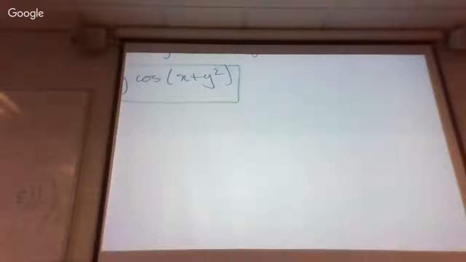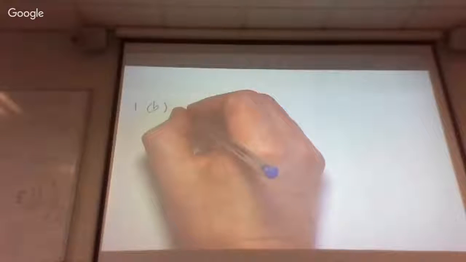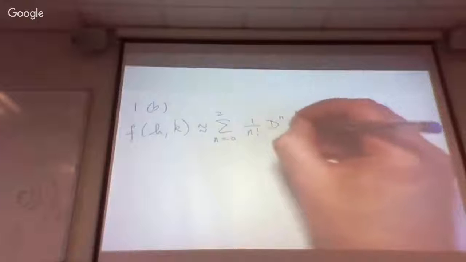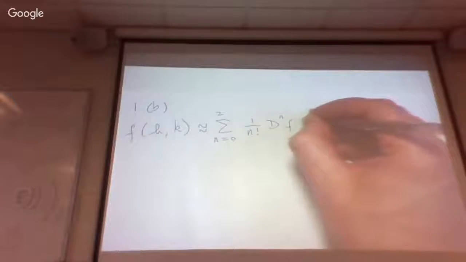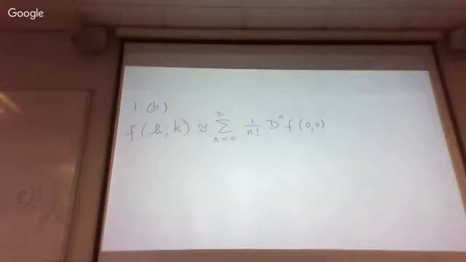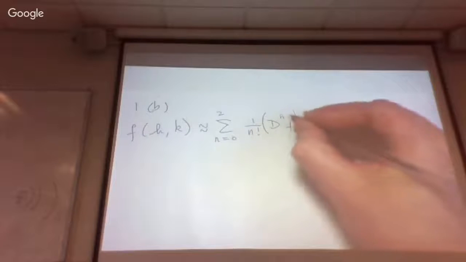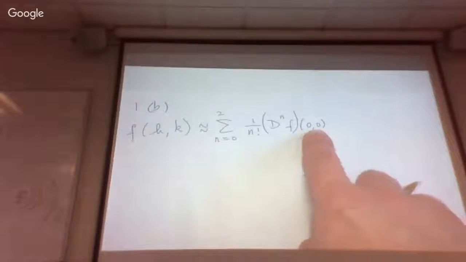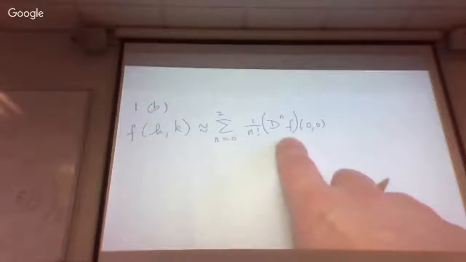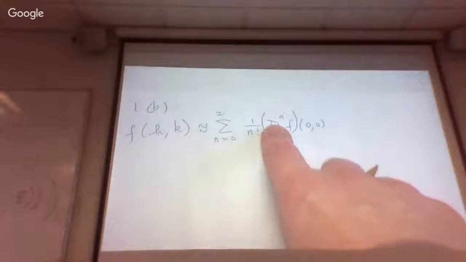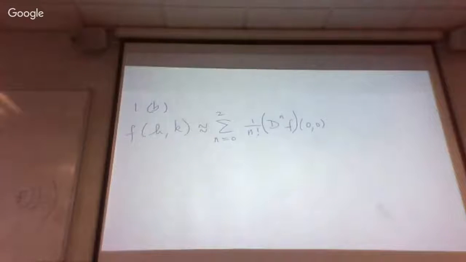So let's jump into this. Question 1b. Let's just apply the formula. So f of h, k is approximately this. I'm just going to write down the formula: the sum of 1 over n factorial, d to the power n applied to f, evaluated at 0, 0. It's important to know how to interpret this. It's the operator d to the n applied to f, which is then evaluated at 0, 0. So the evaluation is of this object after you've differentiated f n times using the differential operator d.